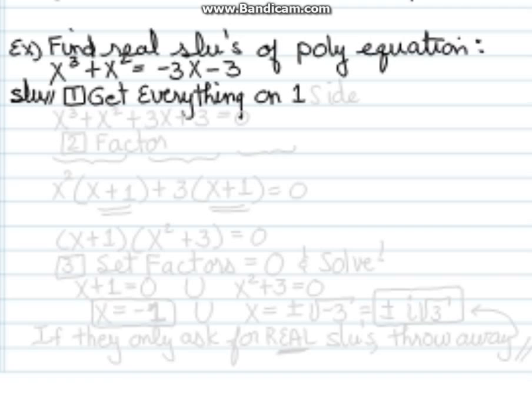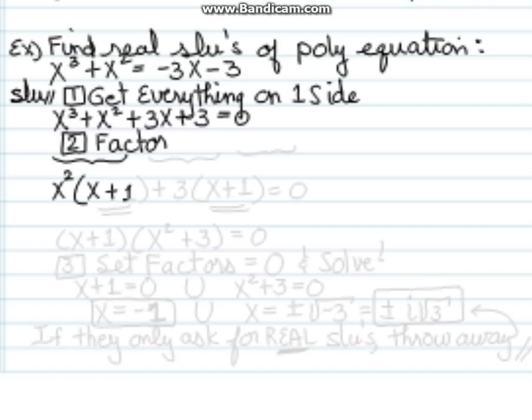So we're going to add 3x to both sides and add 3, and we'll get x cubed plus x squared plus 3x plus 3 equals 0 on the other side. Okay, step 2 is to factor the non-zero side. And since we have 4 terms on that side, we're going to use factor by grouping.